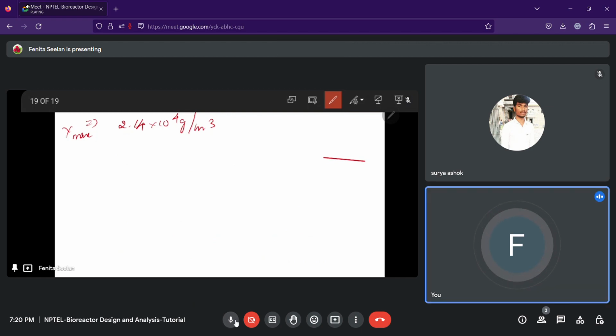So this is your maximum biomass production. The answer is 2.14 into 10 to the power 4 gram per meter cube. If you had trouble converting those units, please do it during your substitution, so that it will not confuse you more.